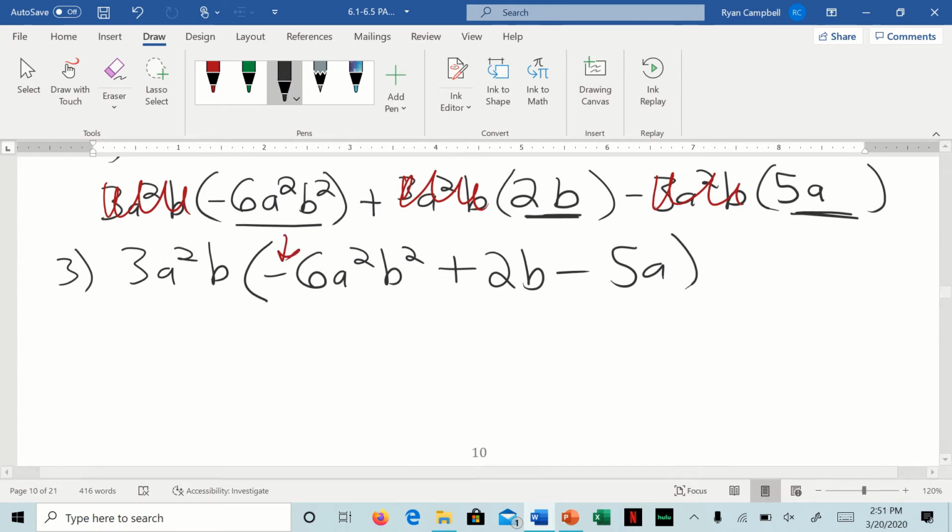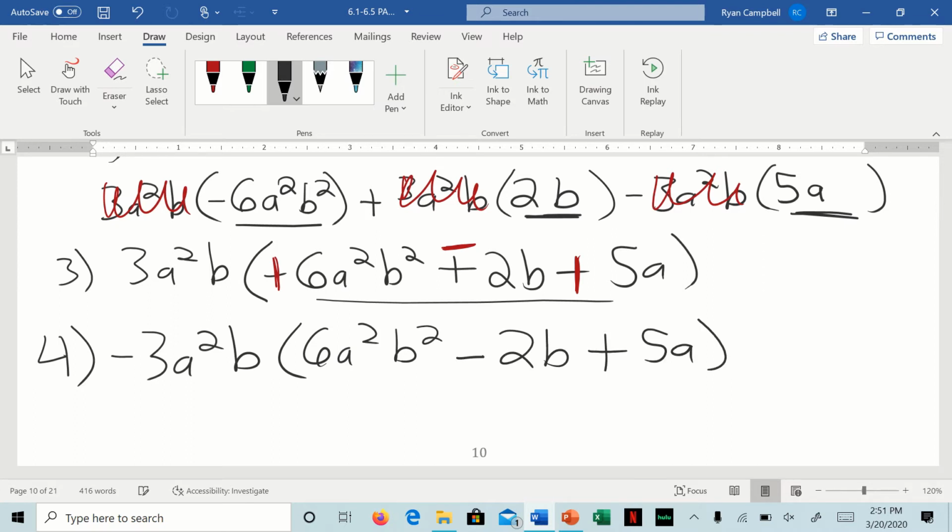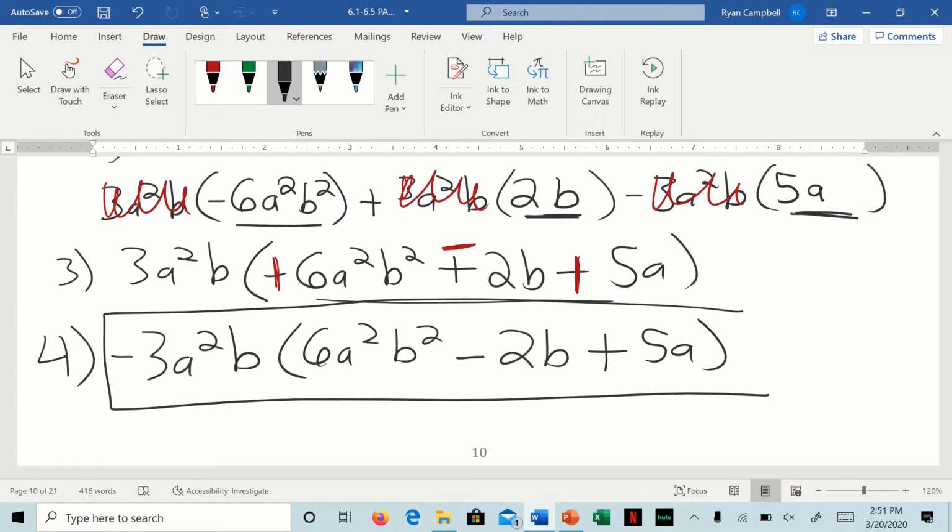We want to make sure that this has a positive coefficient on the front end. So we take out a negative, and we just switch the signs of everything, right? So instead of negative, the first one will be positive, and then negative, and then positive. We're just switching all the signs. That's positive 6a squared b squared minus 2b plus 5a, and that'll work every single time. And that's our final answer.